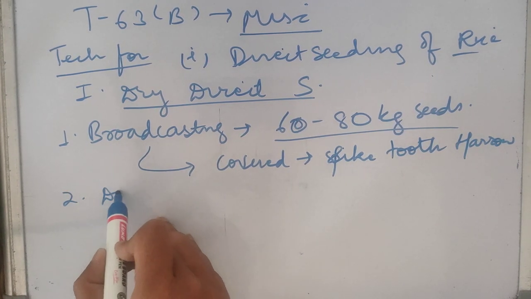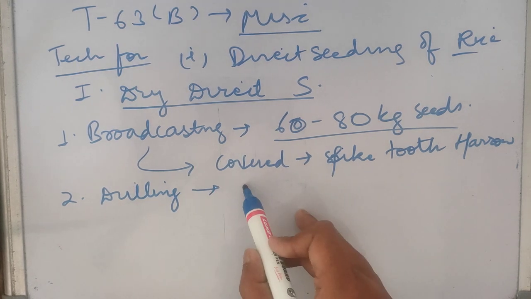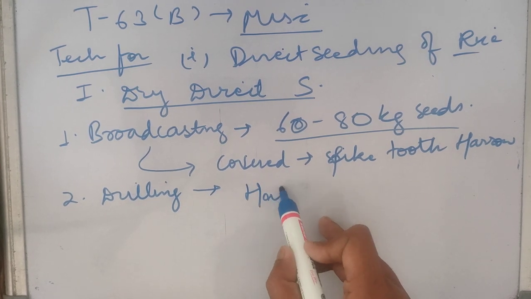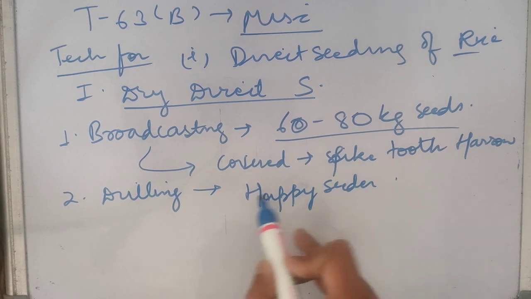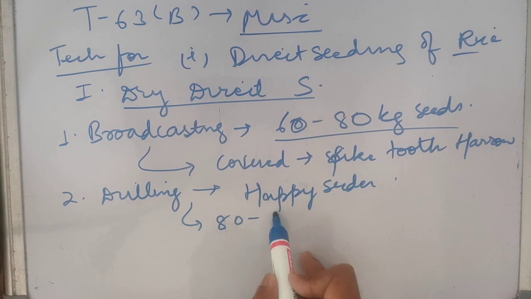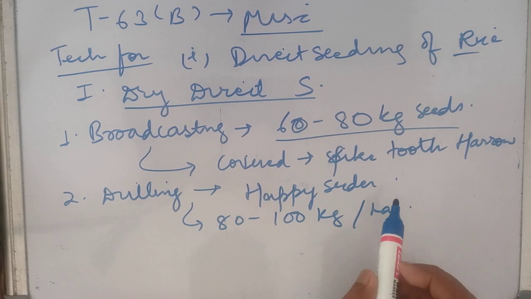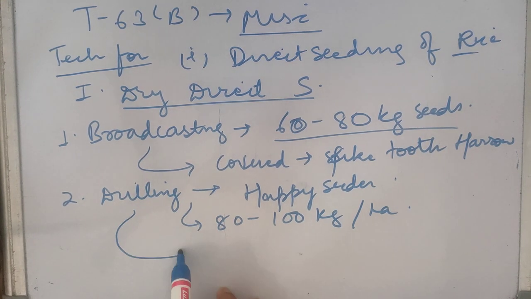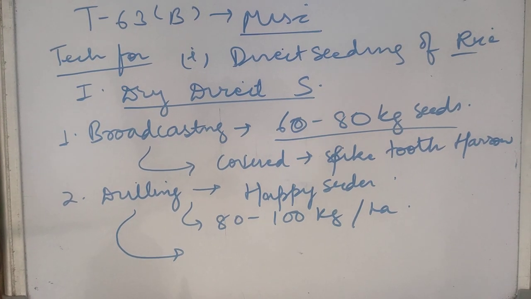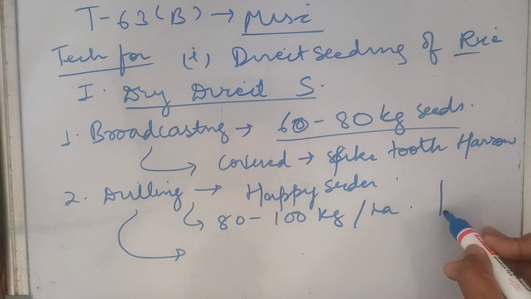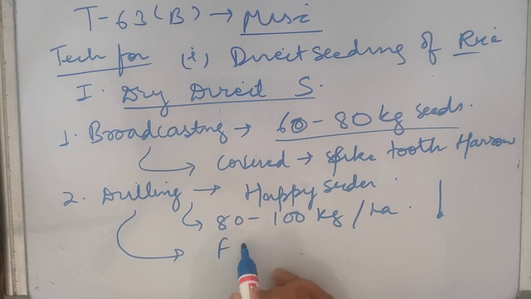Secondly, we can do drilling. Here we can drill using a happy seeder. It requires around 80 to 100 kg of seeds per hectare. And what happens? Fertilizer can also be applied at the same time when drilling or planting the seed. We can apply the fertilizer at the same time.